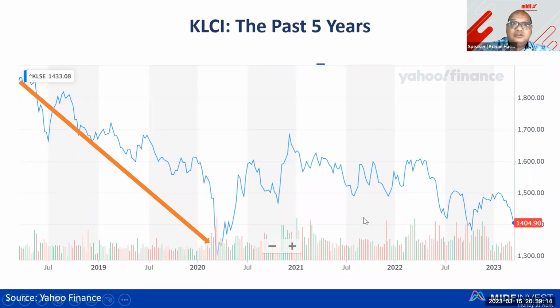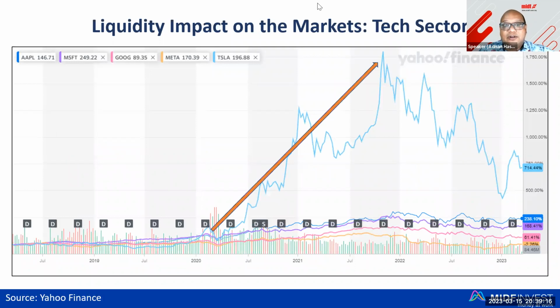However, if we look at the tech sector, we could see that if you can see the orange arrow, it's actually pointing upwards. And that stock is actually Tesla at that point in time.